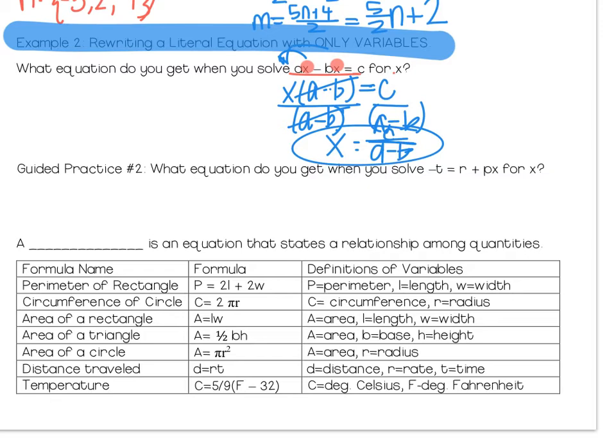Guided practice number 2. What equation do you get when you solve negative t equals r plus px for x? So we got to get that x by itself. Identify where your variable is, and I move everything that's with it. So I'm going to subtract the r, and I get negative t minus r equals px, and then divide by p, and I get negative t minus r over p equals x.